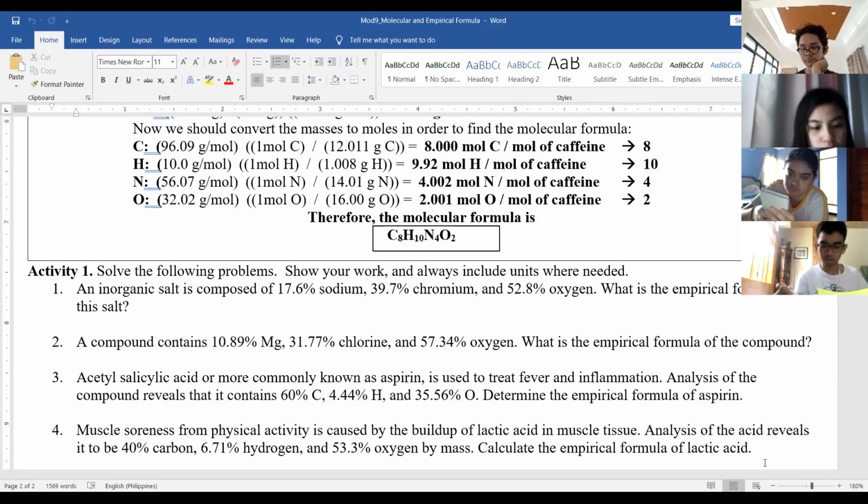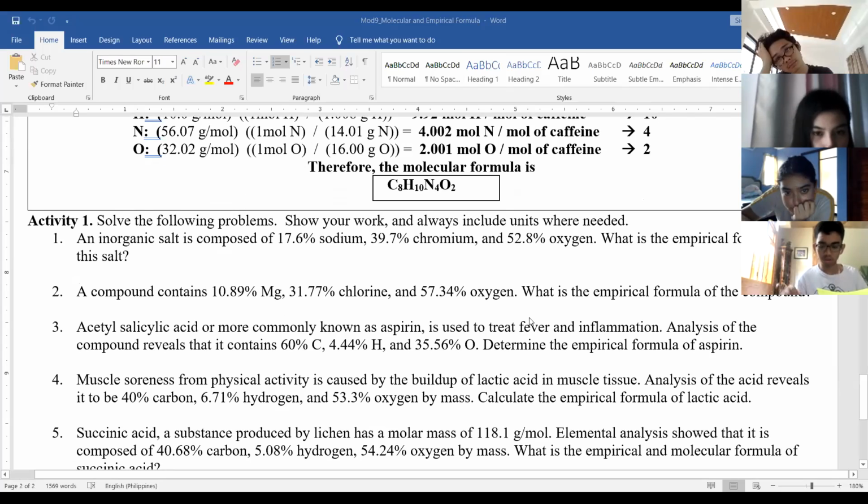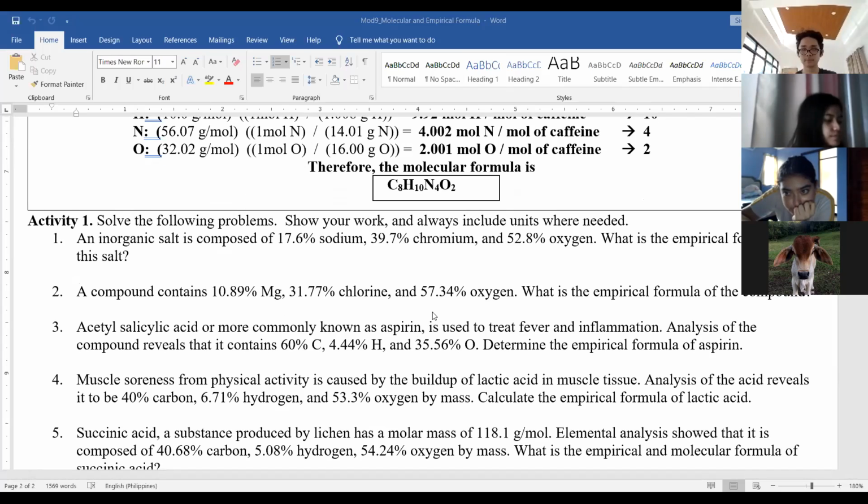17.6, 39.7, and 52.8. It's 110. 110. No, it's not. So it's 110. Let's try. Maybe I wrongly typed that item for a while.